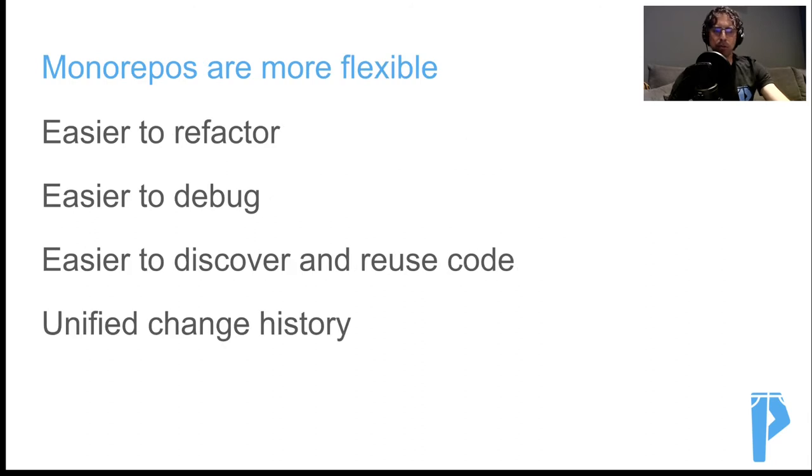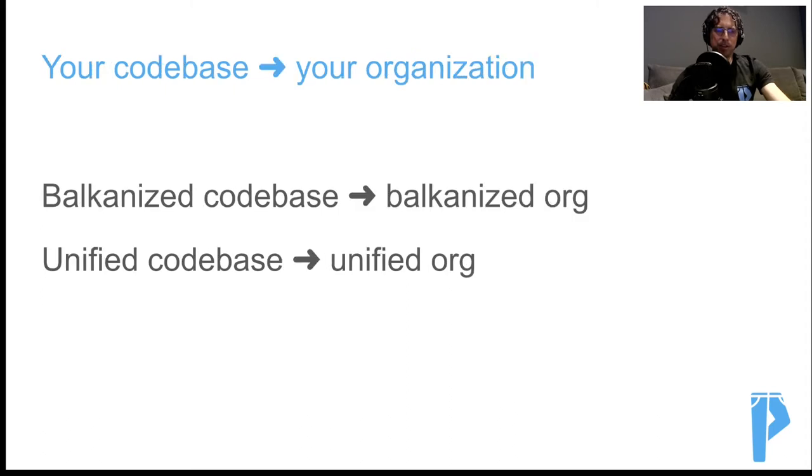So monorepos can be preferable in many ways. We've just seen an extended example. But even though it's counterintuitive, we can see that monorepos are actually more flexible than the alternative. And before we move on, I want to leave you with the thought that your code base and its structure is a reflection of your organization. If you break up your code base, you can be fracturing your organization. And if you have a unified code base, your organization can unify around it.